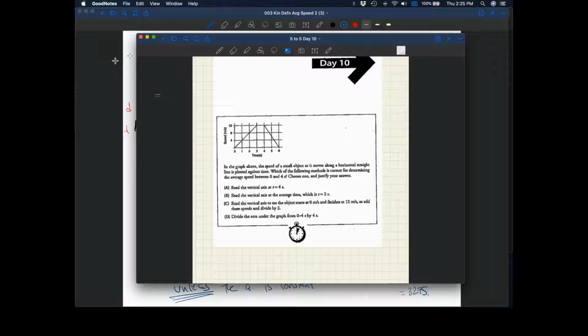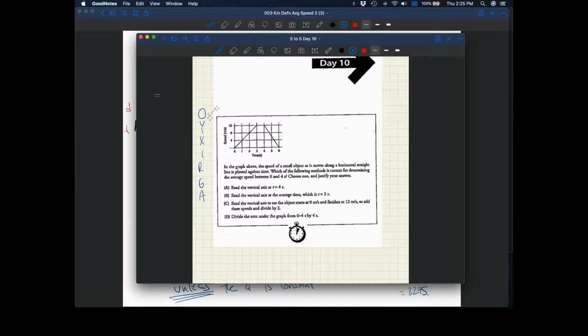Hello. For question number 10, day 10, the first thing we notice there is a graph. And before we read the questions, before we get confused by them, we apply a process that I affectionately call Oyxirga. O stands for the origin. Is the origin actually 0, 0? And the answer is yes in this case.